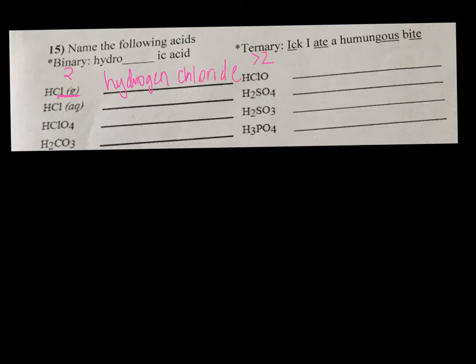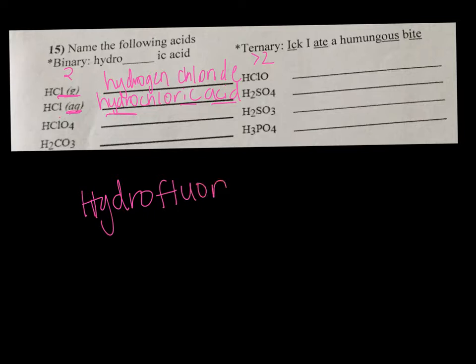Okay. When it is in an aqueous state, then we can call it an acid. And this would now be hydrochloric acid. Okay, so as you can see, I did hydrochloric acid. That's my binary. On the page before, you saw hydrofluoric acid. Okay, there's things like hydrobromic acid, hydroiodic acid. So you can do a lot with that.